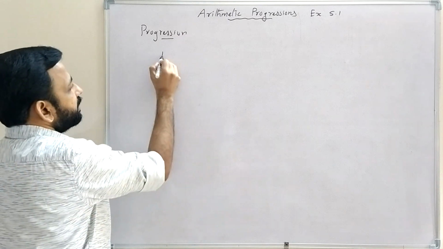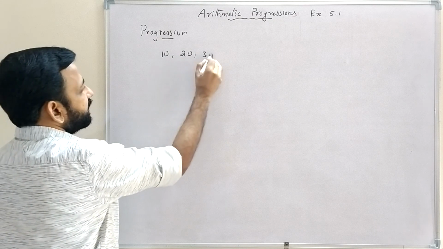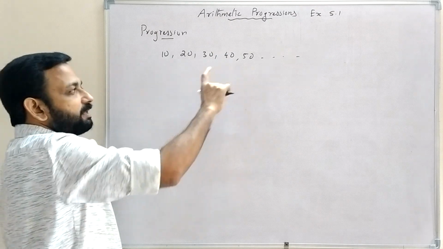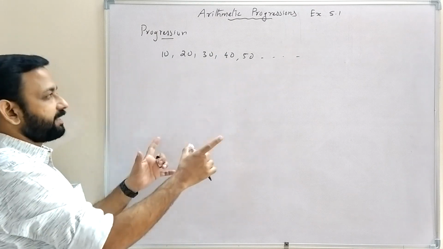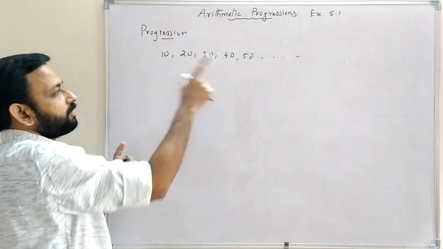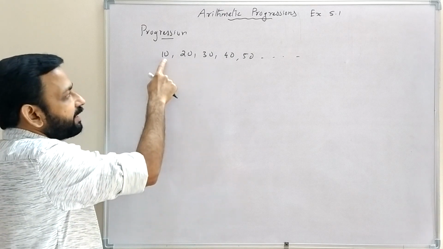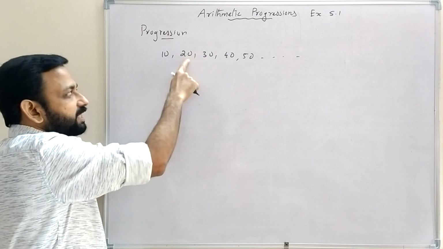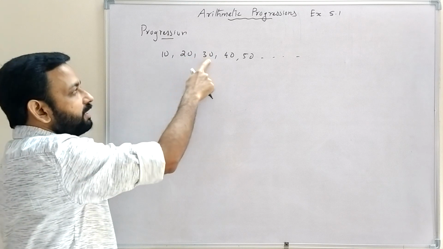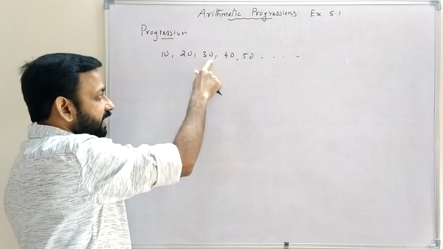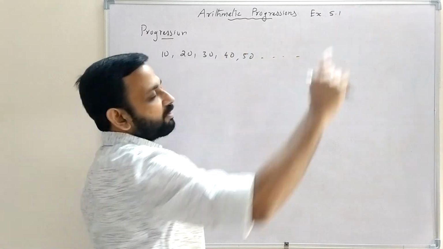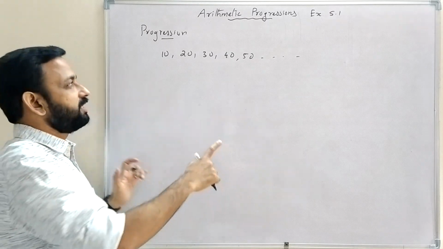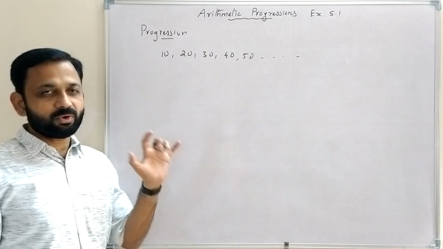So example: 10, 20, 30, 40, 50, etc. These numbers are arranged in a particular order, a particular pattern, and here we are following one rule. When we add 10 to the first number, we get the second number. When we add 10 to the second number, we get the third number. When we add 10 to the third number, we get the fourth number. It is going on like that. So here we are following a rule, a formula. So this is an example for a progression.